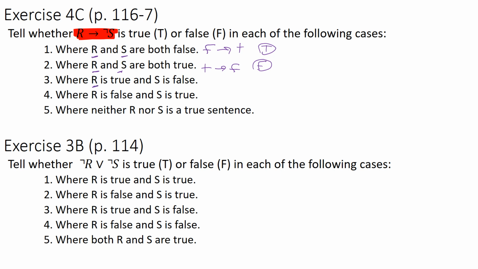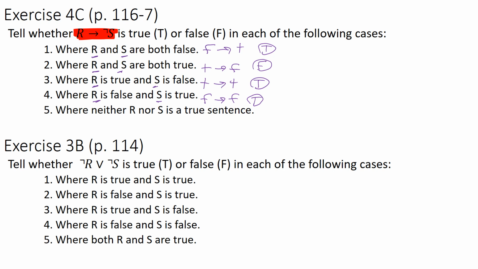Number 3, R is true and S is false. So we have truth implies truth. Well, both antecedent and consequent are true, so the conditional is true. Number 4, R is false, S is true. So we have false, arrow, false. So both the antecedent and consequent are false, so the conditional is true.